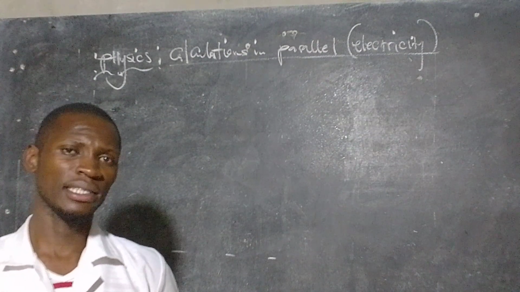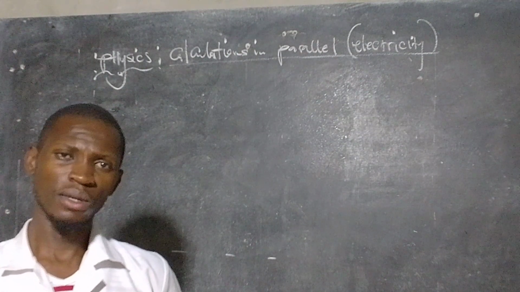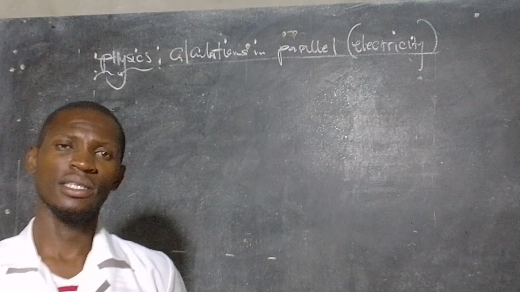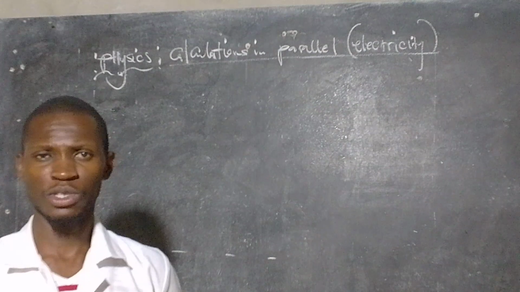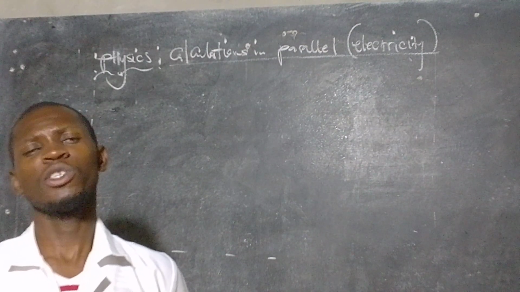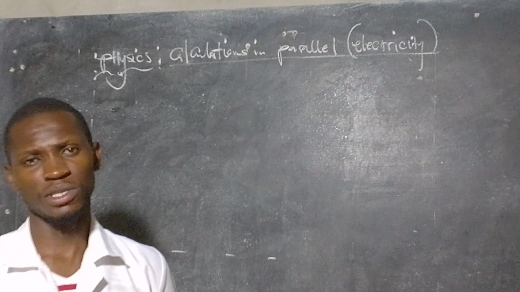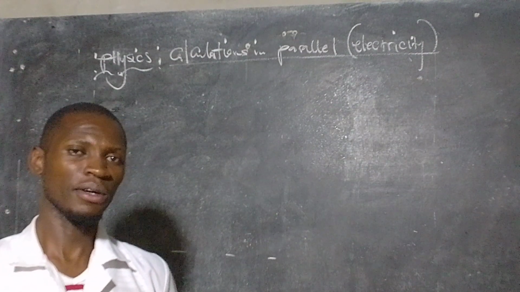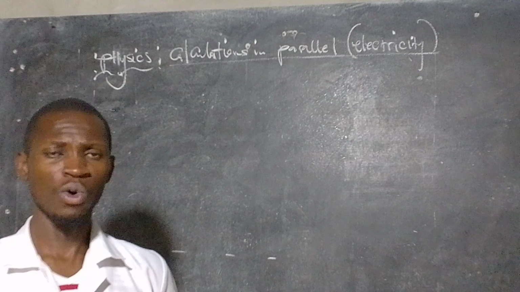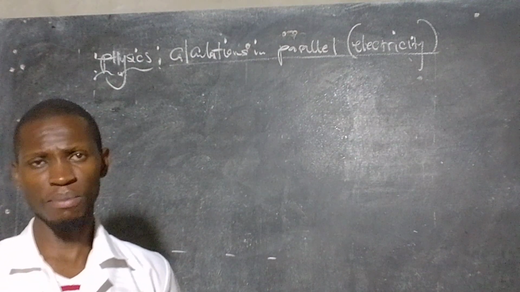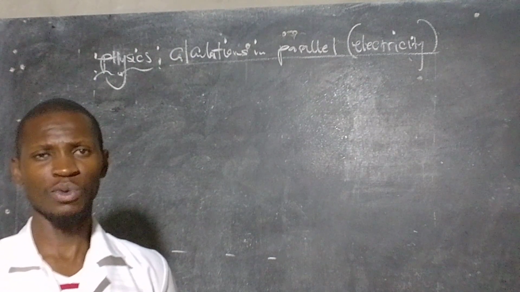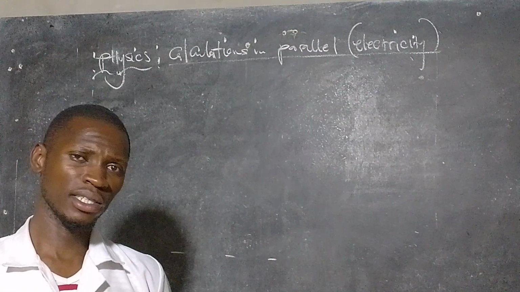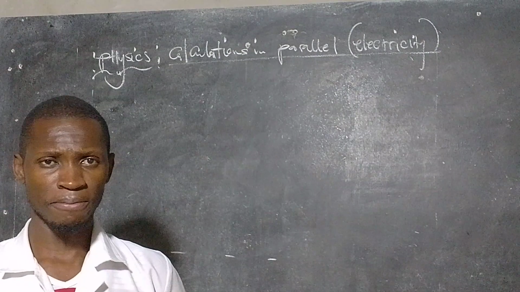In physics, last time we said whenever we're doing calculations under series, there are three basic principles which you need to understand. Once you understand those three basic principles, the work is easy. Same in parallel. In parallel as well, we'll discuss the first three principles which can help us understand how the calculations must be done. Once we know that, then the work will be easy.